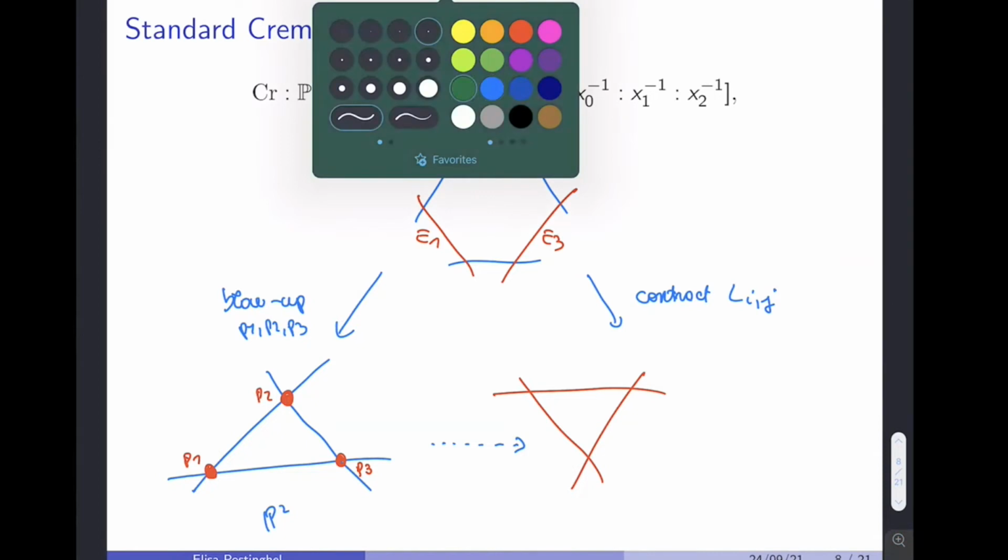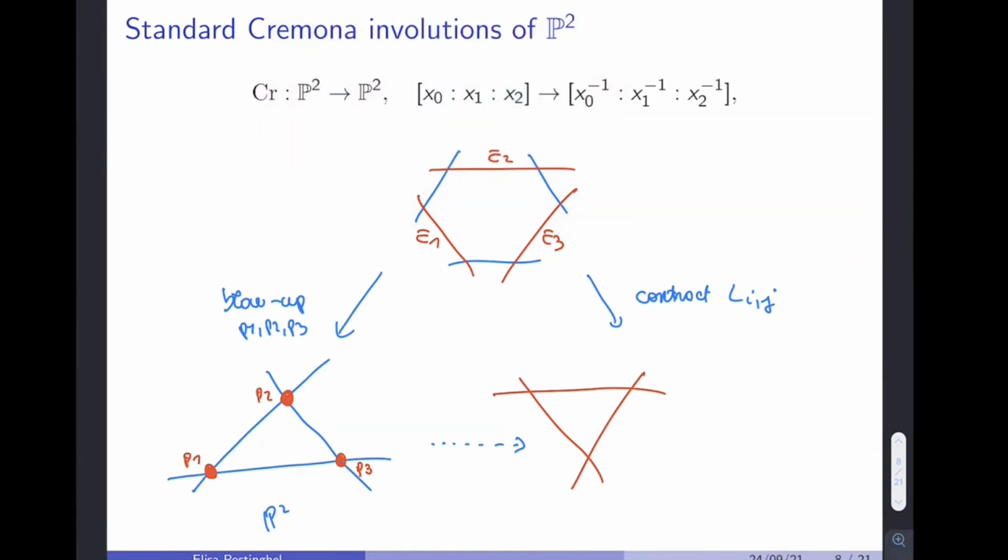But what I want to do is see how this transformation acts on curves in general. Clearly what it does to the exceptional divisors, it takes an exceptional divisor to a line and vice versa. But if I have a general line, let me take another color, a general line will intersect the 3 coordinate lines and it will not go through the 3 coordinate points. So if I blow up and then blow down, where does this line go?